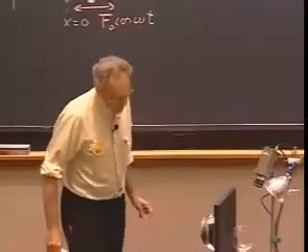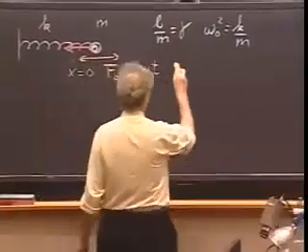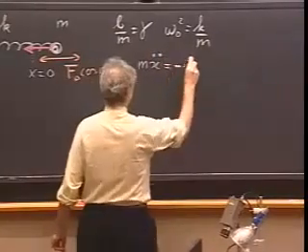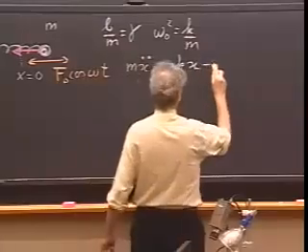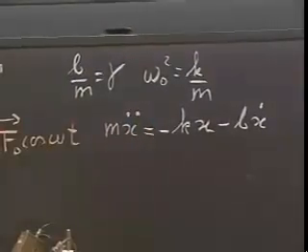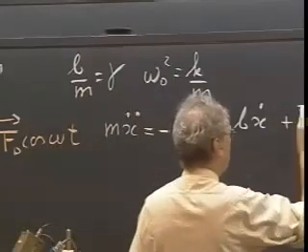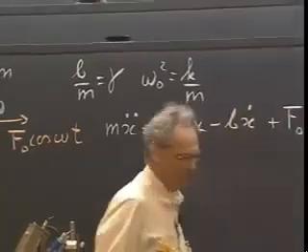So now I can write down the differential equation of motion, Newton's second law. m x double dot equals minus kx, nothing new. That's the spring force. Minus b x dot, nothing new. That's the damping. But now comes this external force, F0 cosine omega t.